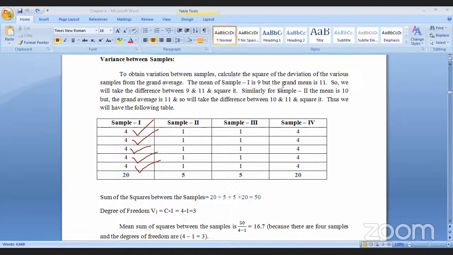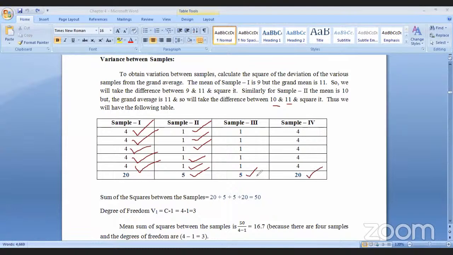See, grand mean is 11. This average is 10. Grand mean is 11 and square it. That is you will get 1, 1 square 1, 1 square 1, 1 square 1, 1 square 1 and 1 square 1. Finally, we got 5. Same procedure apply for this one. You will get 5 and here also 20.